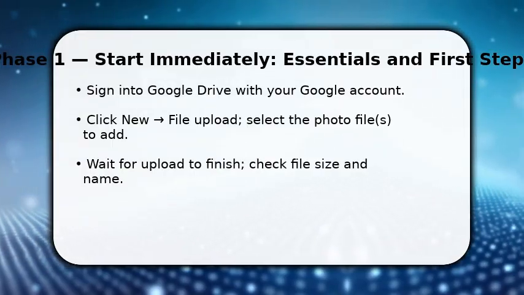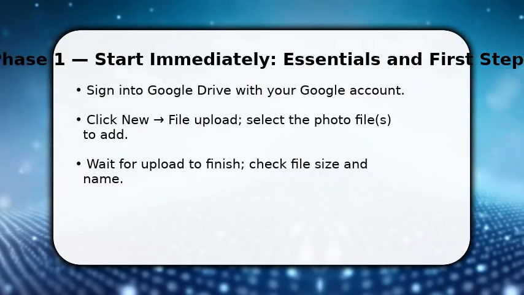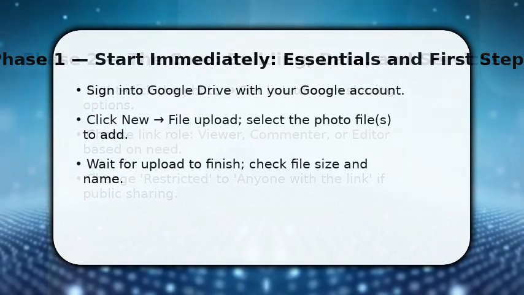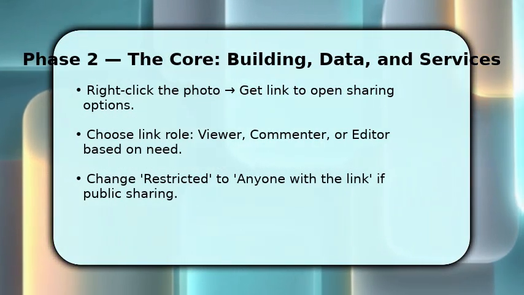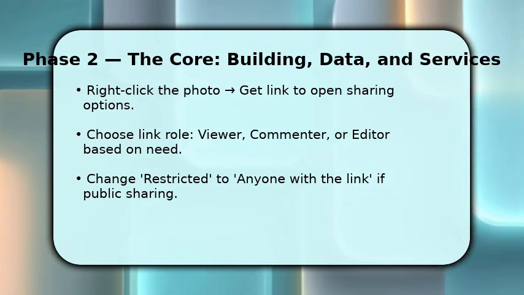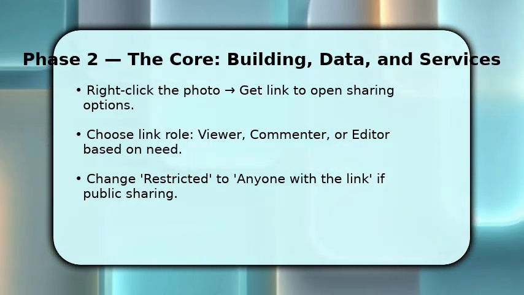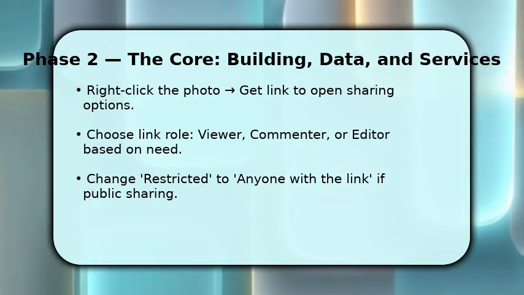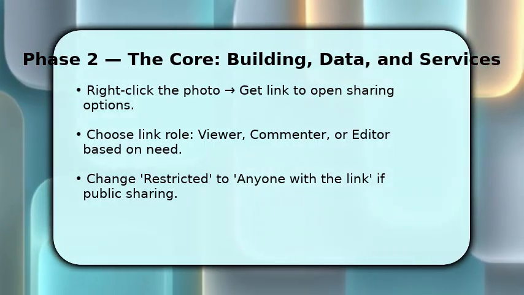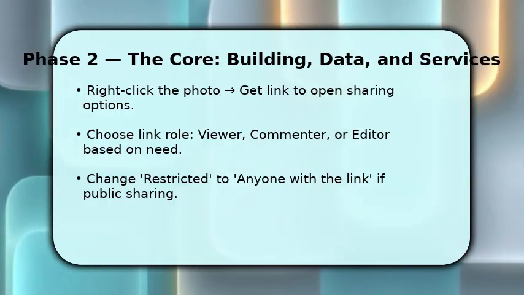Now open the uploaded file in Drive because the next steps change how others access it and why a link is needed. Once the file is open, right-click and choose Get Link so you control access. You must pick a role: viewer if recipients only need to see the photo, editor if they should modify it, because that determines what people can do. Make sure to change restricted to anyone with the link if you want broad access.